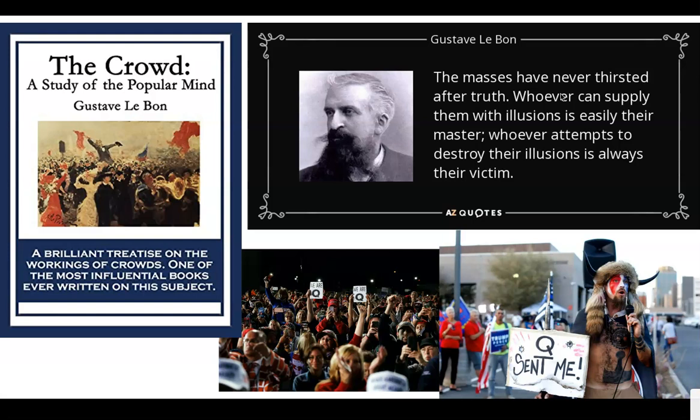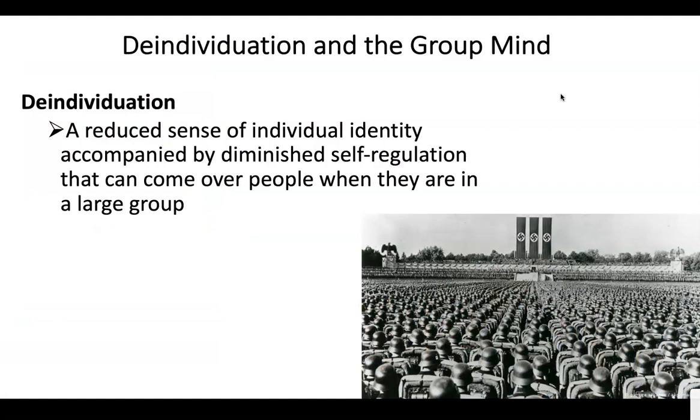the masses basically, sometimes when you're in a crowd, you sort of lose your individuality and join the group. We call it de-individuation: a reduced sense of individual identity, accompanied by diminished self-regulation. Basically, you do what everyone else is doing. That's why you see people who probably were smarter than to know, in normal circumstances, that you don't smash windows, attack police and invade the Capitol without serious consequences. But when you're in a big mob like that, you're in sort of a de-individuated state.